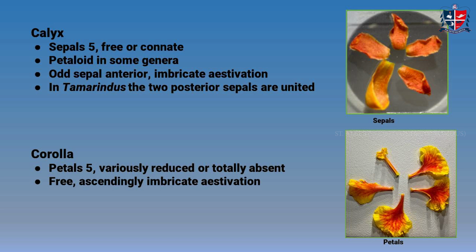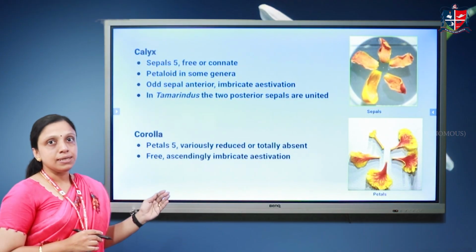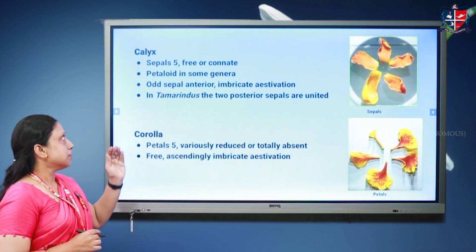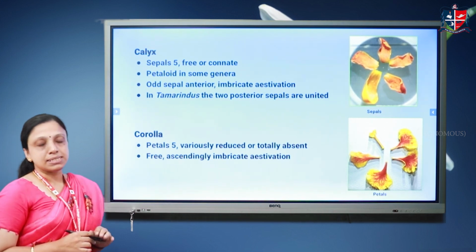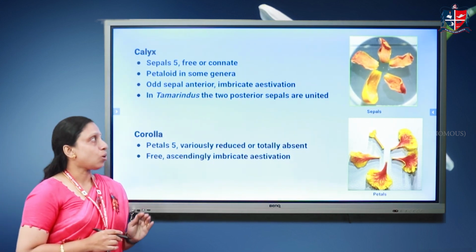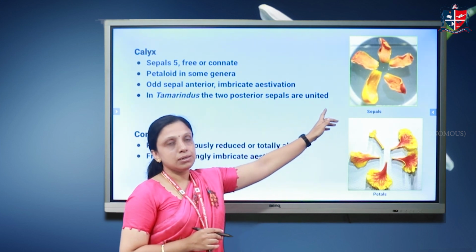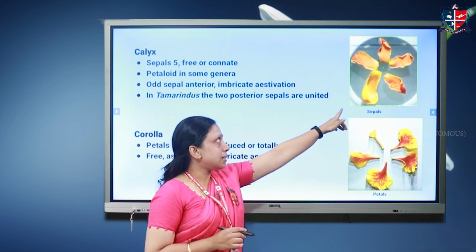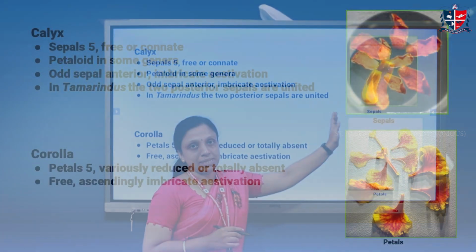Then calyx. Calyx consists of 5 sepals. The sepals are mostly free, and in some members it is basally fused. In some genera, the sepals are petaloid. So these are the sepals of Caesalpinia. So here the sepals are brightly colored and they appear like petals.